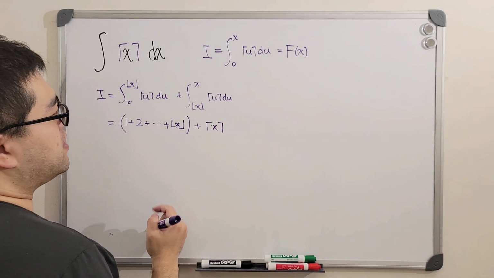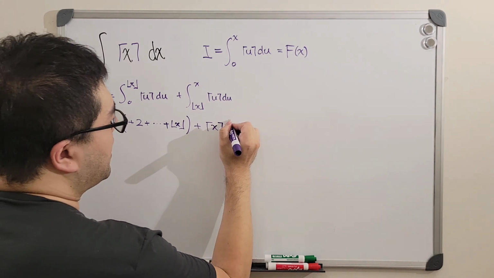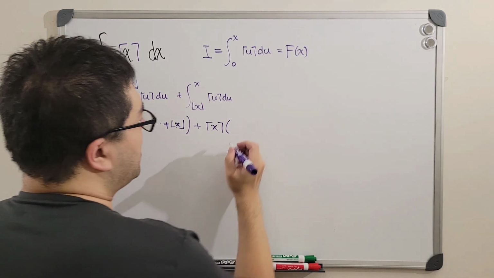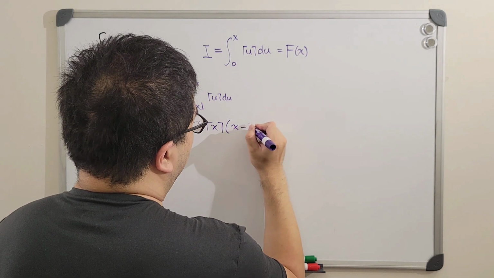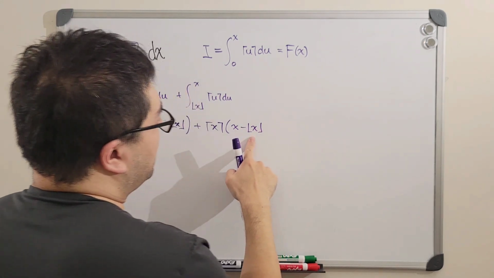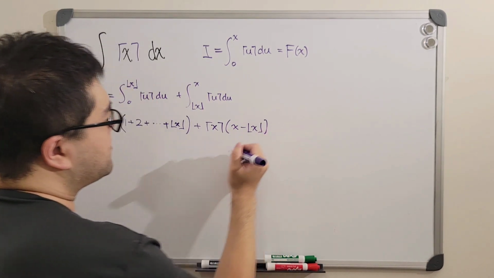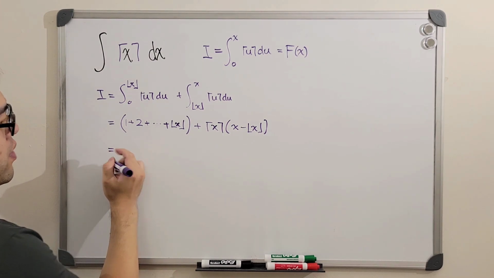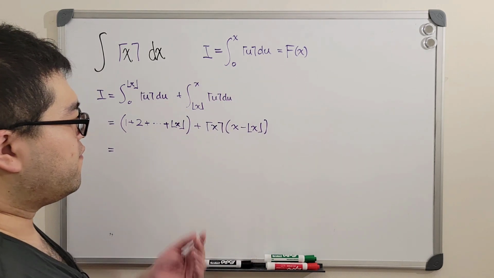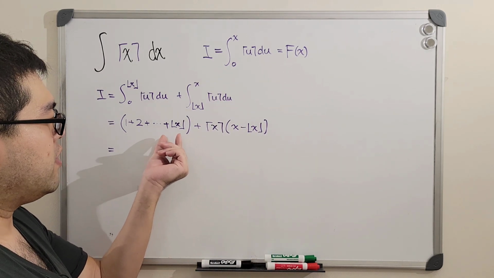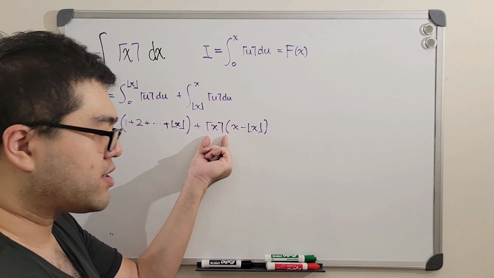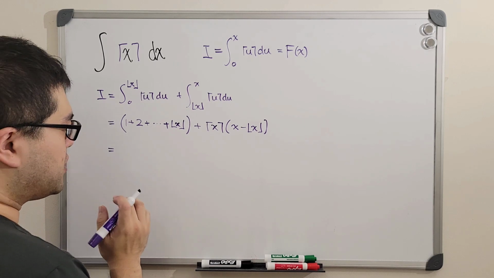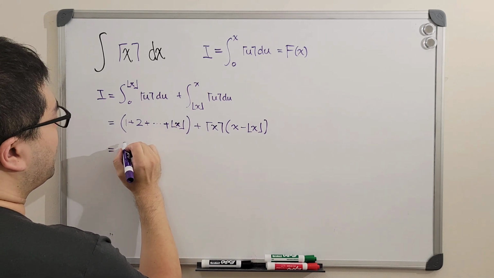Ceiling of x. Then, of course, we need to multiply by the width of this rectangle here, which is from floor of x to x. So it will be x minus floor of x. Good. Then what are we supposed to do? Well, don't forget, we need to think of what the relationship is between floor of x and the ceiling of x. But anyway, let's try to combine them together first, and then we will see what we get.